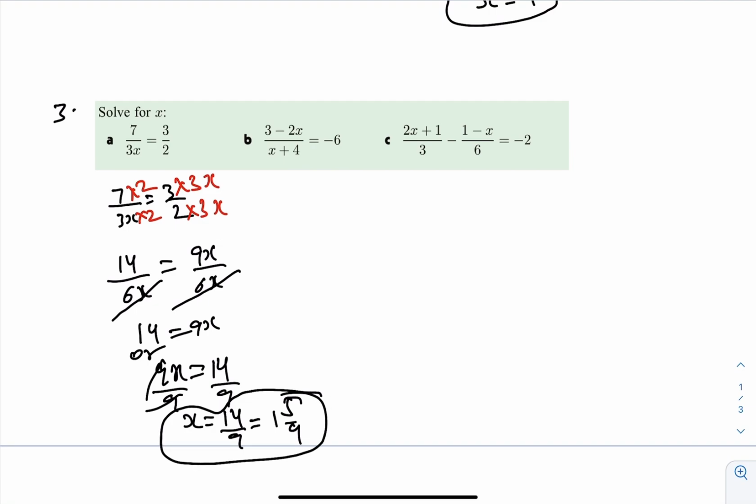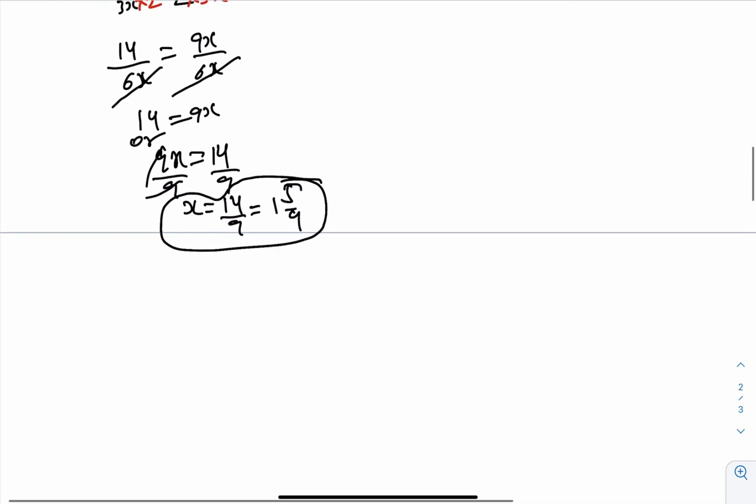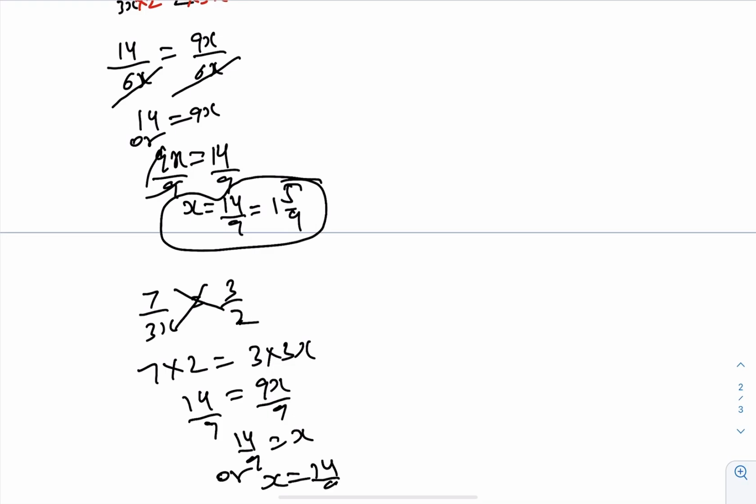Now we can check it using cross multiplication. So you have 7 over 3x is equal to 3 over 2. By cross multiplication, you get again 7 times 2, 3 times 3x. 14 is equal to 9x, divided by 9. So 14 divided by 9 is x, or we can write x is equal to 14 divided by 9.